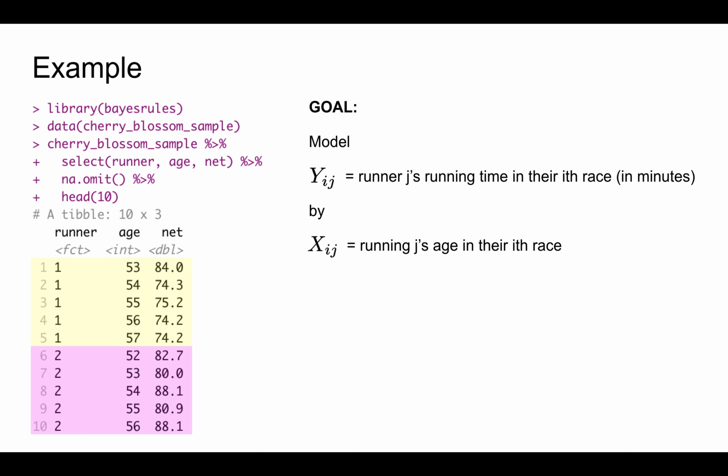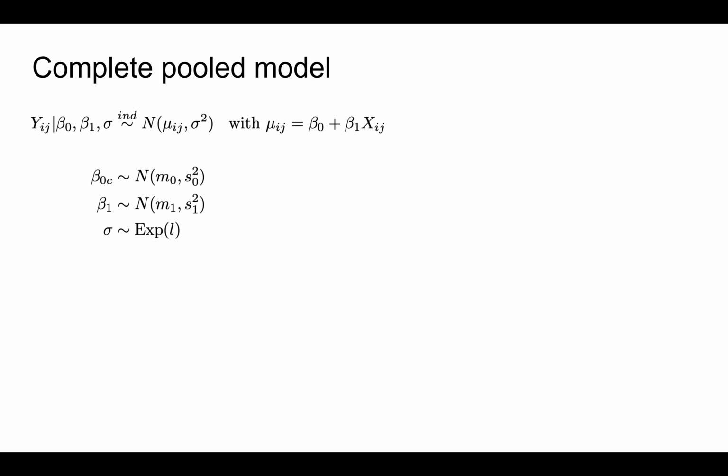We'd like to model a person's running time, Yij, by their age, Xij, where specifically Yij is runner j's running time in their ith race, and Xij is their age in their ith race. Our first approach might be to apply our usual normal regression model.